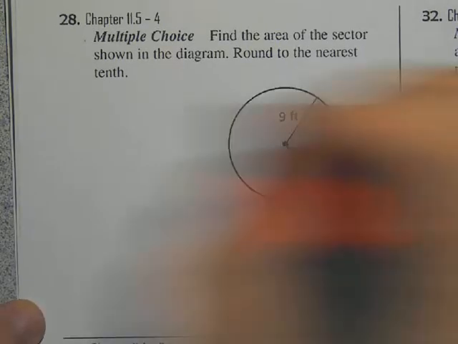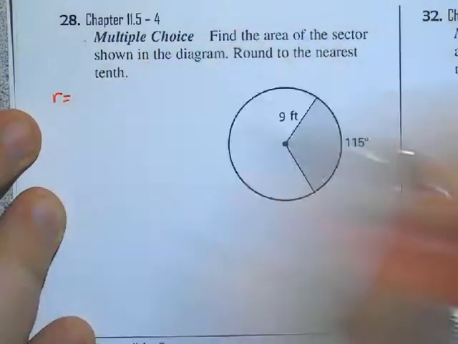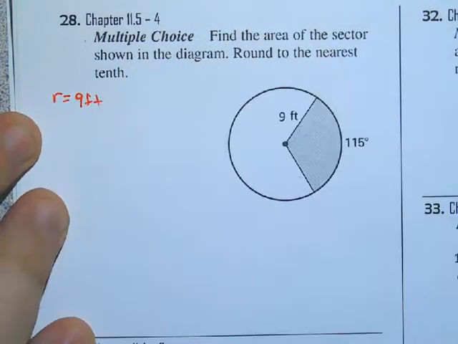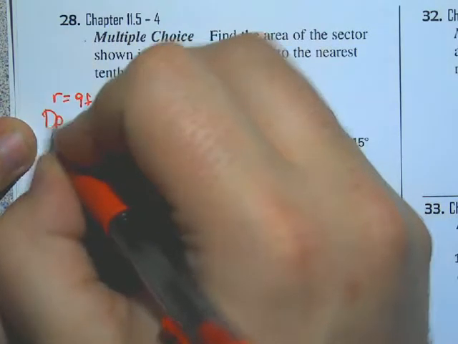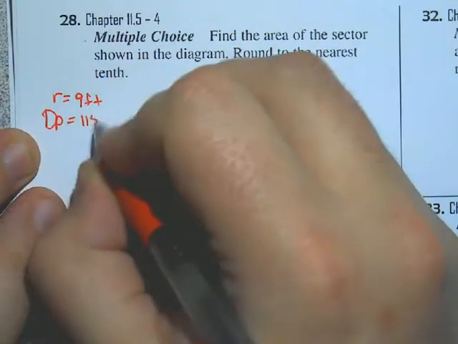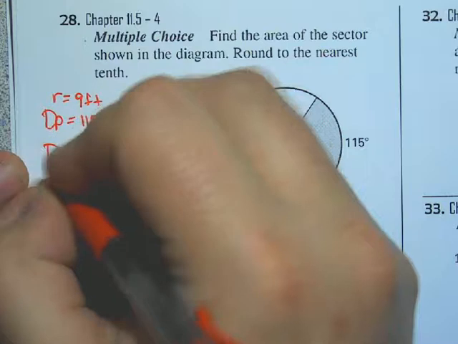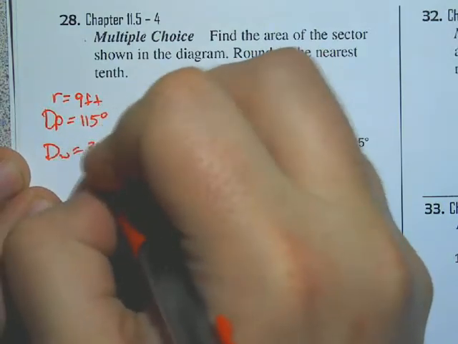So let's put our pieces that we do know. We know the radius is 9 feet. Okay, we do know the partial degrees. The degrees partial is 115 degrees. We know that the whole degrees around a circle is 360 degrees.